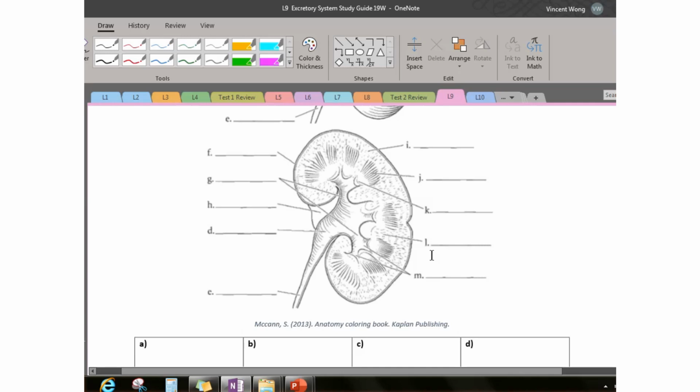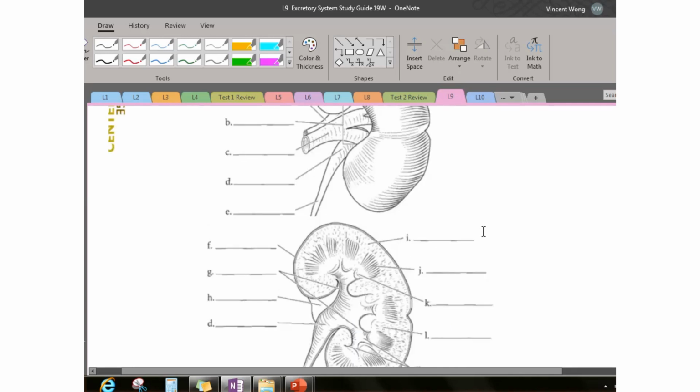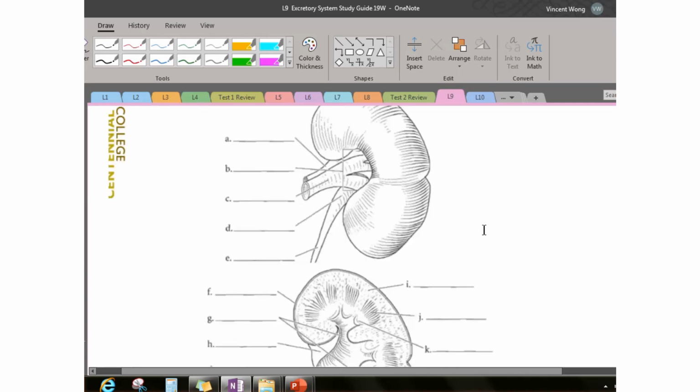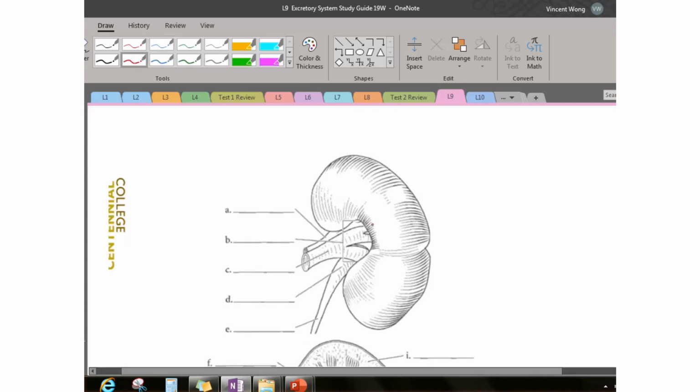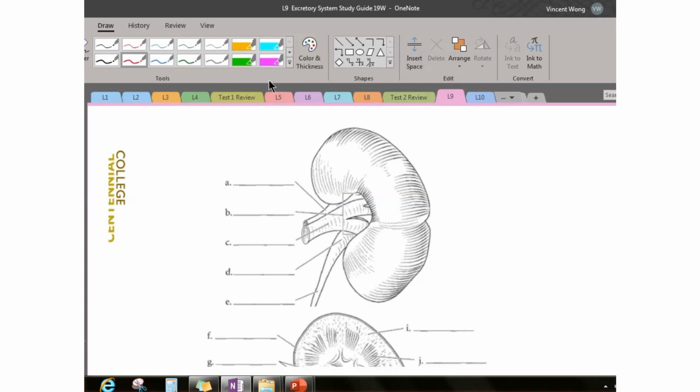Now we're going to move on to the anatomy of the kidney. Can you take out your workbook and turn to page 63? Okay, page 63. You can pause the video first, and once you get to page 63, we're going to label it together just like we do in class. So here you can see that this is your left kidney, and you're looking at it from the front.